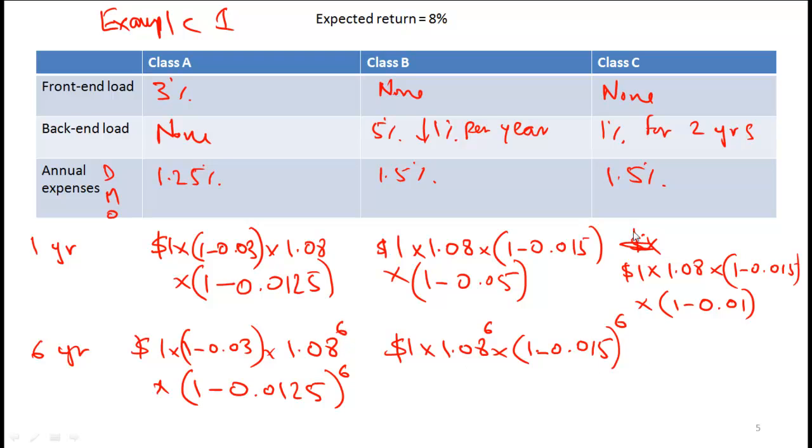And then for class C shares, you have $1 which is invested, which grows at 1.08 to the power of 6, multiplied by 1 minus 0.015, also to the power of 6. So this is how you calculate the amount of money you will have after a given number of years, and given your investment horizon, you can figure out which class of shares will be best for you.